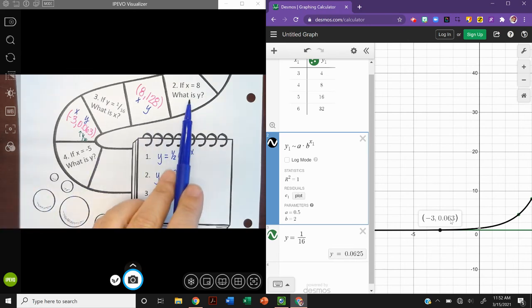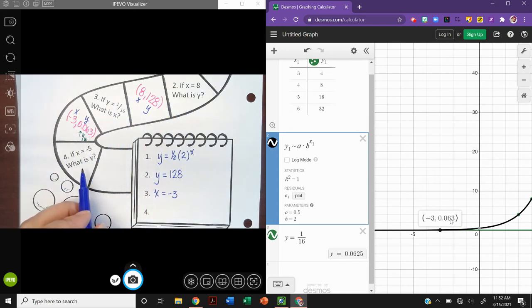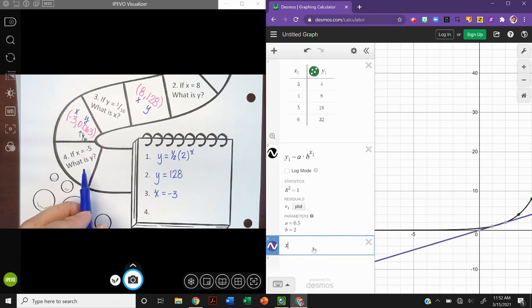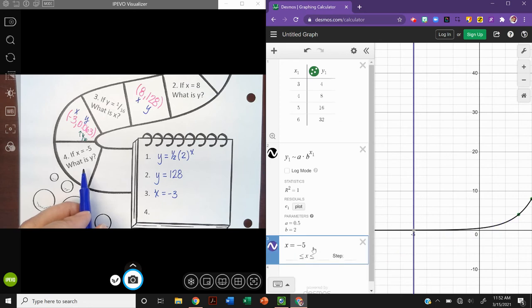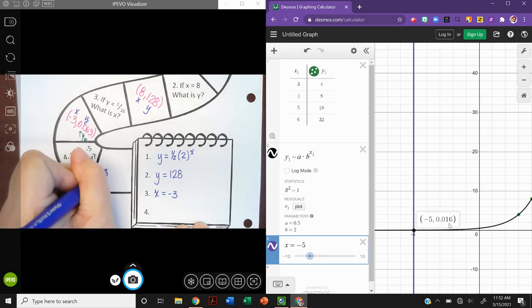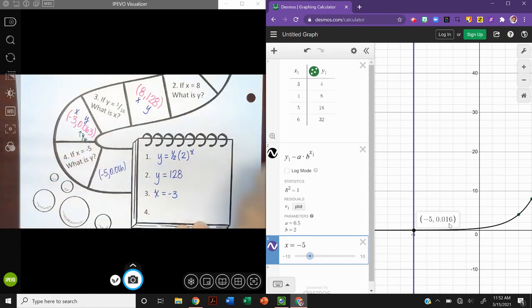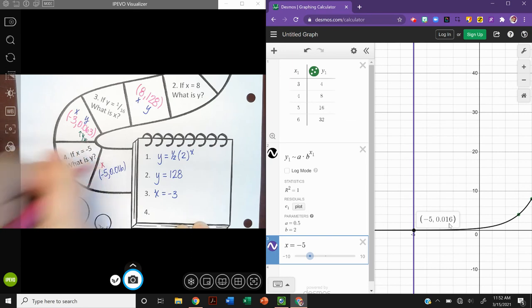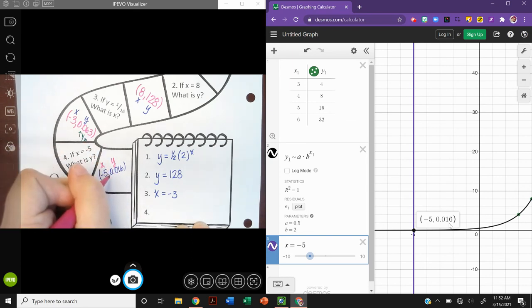If you've gotten the idea from problem 2 and problem 3, you probably now see that on problem 4, I'm just going to go over here and type in x equals -5. And look here, a purple line has popped up and it crosses right here at -5, comma 0.016. So I know when x equals -5, y equals this decimal.